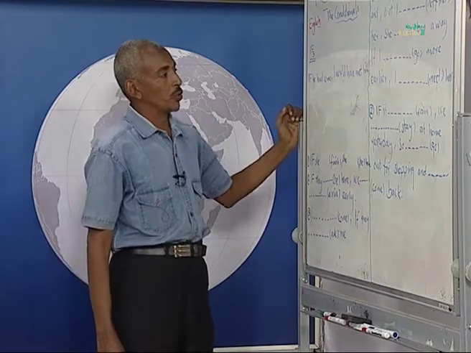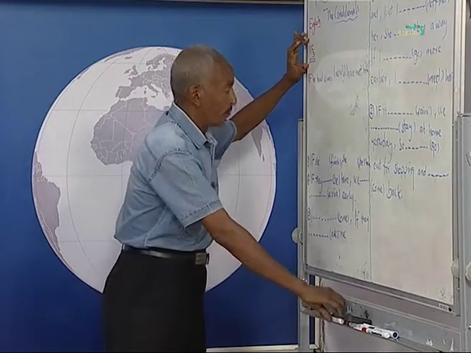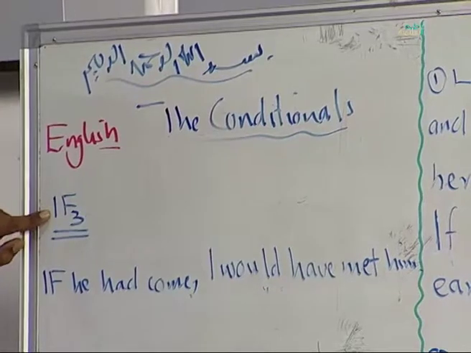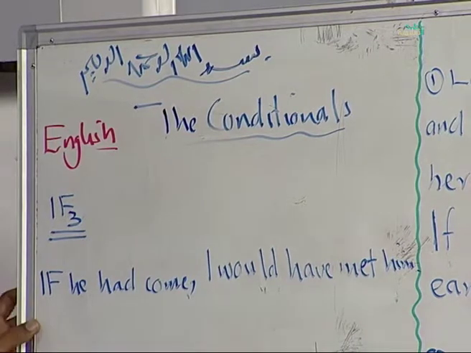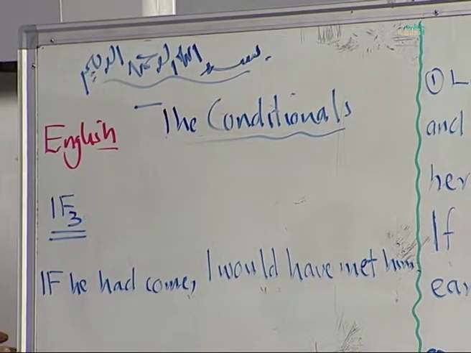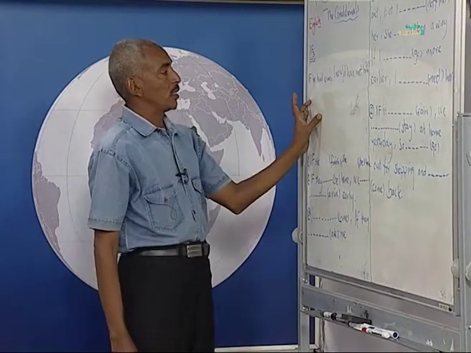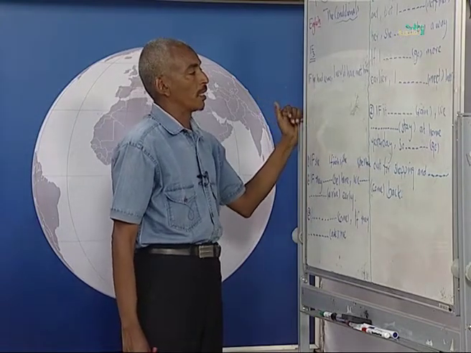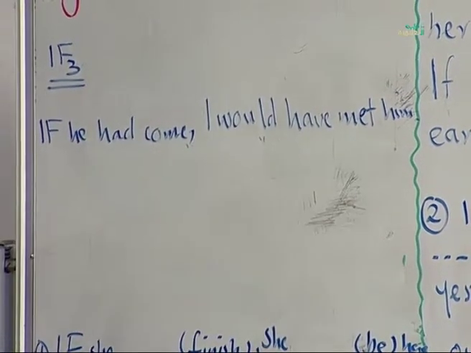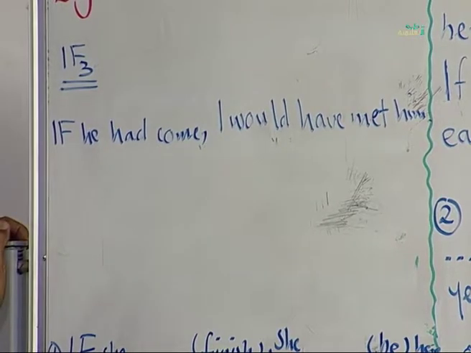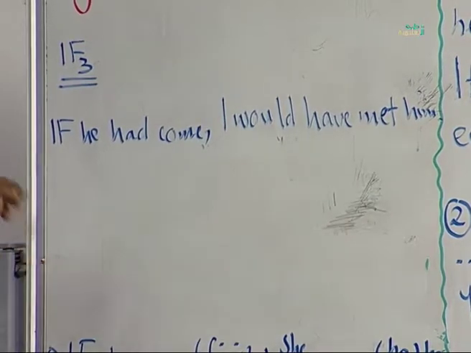Now, we are going to continue our work related to conditionals, and we are going to have if 3, or conditional 3. As you see here in the example, if he had come, I would have met him. According to the last thing that we have, if he had come is the if clause, and I would have met him is the main clause.